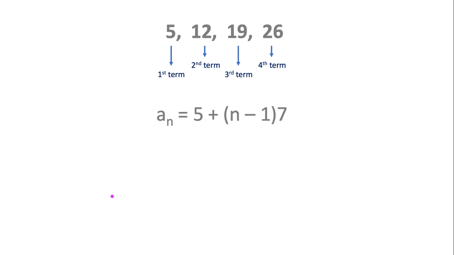What will be the pattern you will use to solve any term of this sequence? It will be a sub n is equal to 5 plus n minus 1 times 7, or a sub n is equal to 7n minus 2. So if you will use this pattern in solving the 10th term, you will still arrive with the same answer, which is 68.